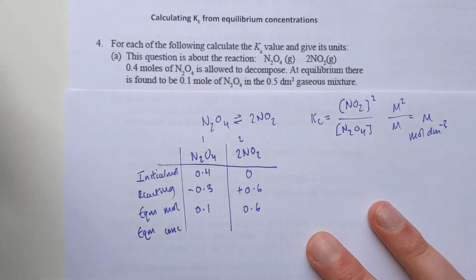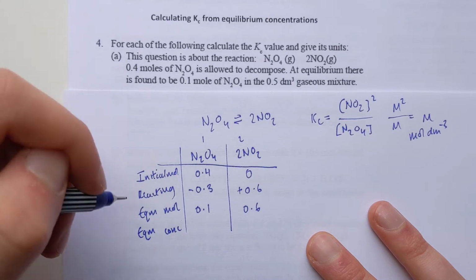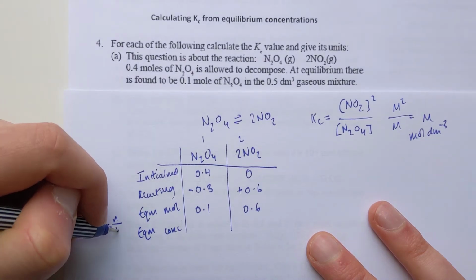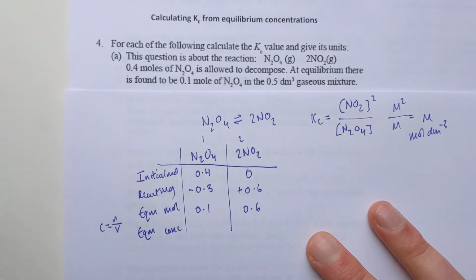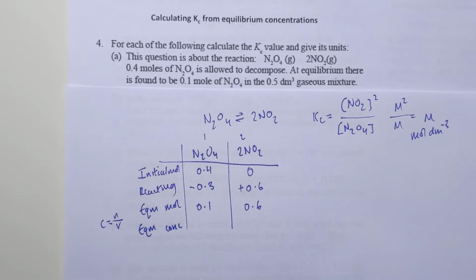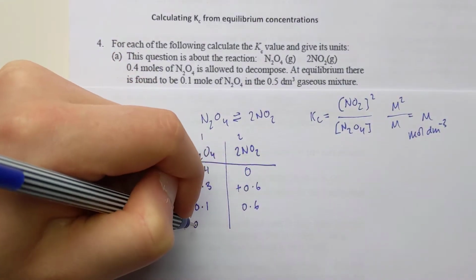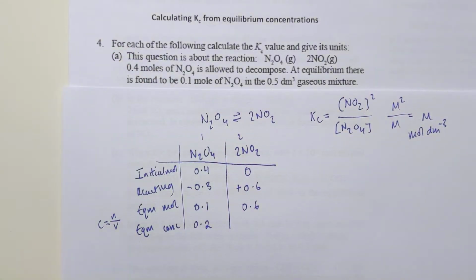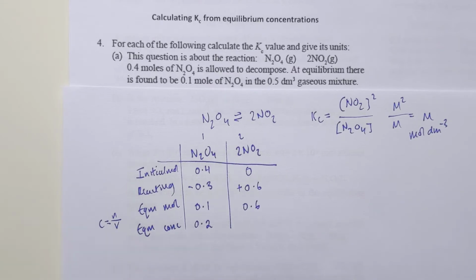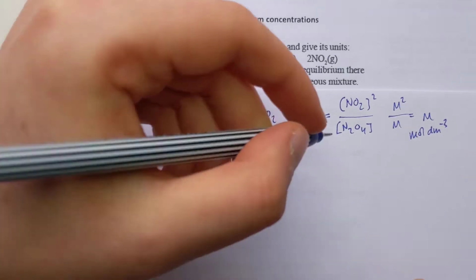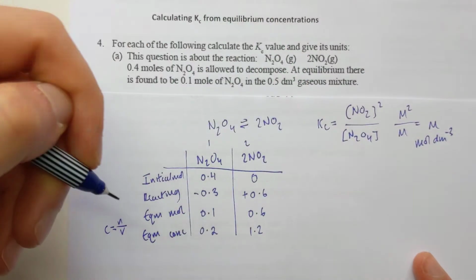To turn it into a concentration, I need to do a wee division. I need to use concentration as number of moles over volume. So that can be dividing by 0.5, because that's the volume given in the question. 0.1 divided by 0.5 is just 0.2 moles per decimeter cubed. And then for NO2, 0.6 divided by 0.5 is just 1.2 moles per decimeter cubed.